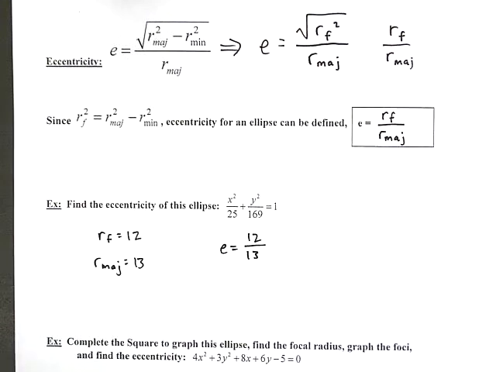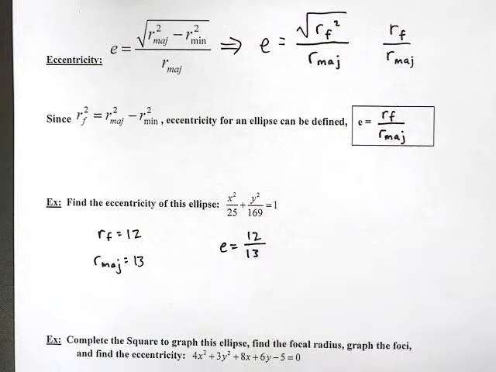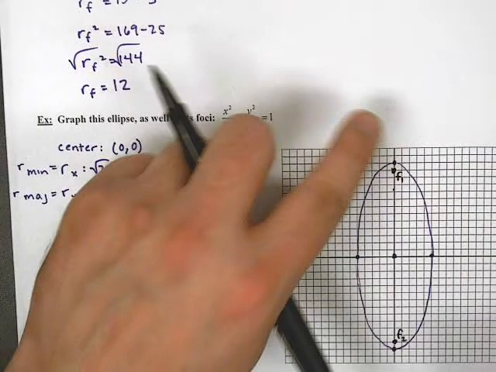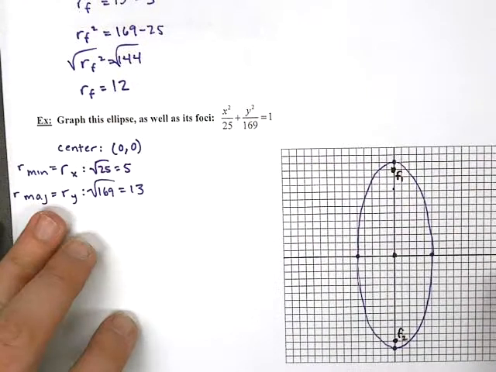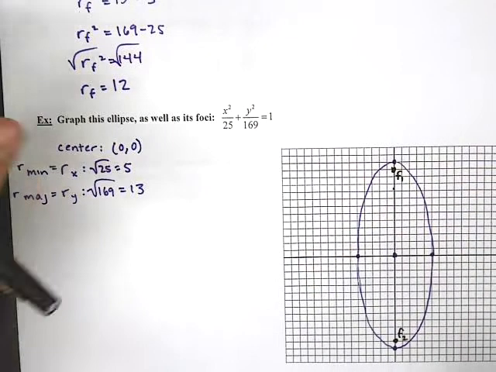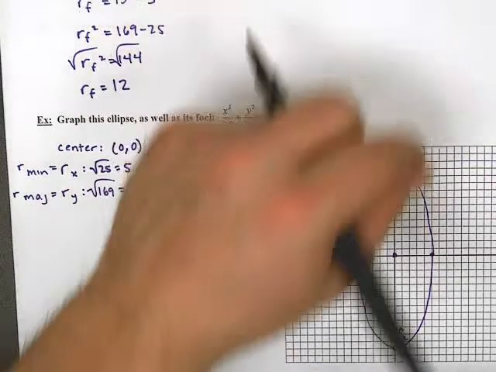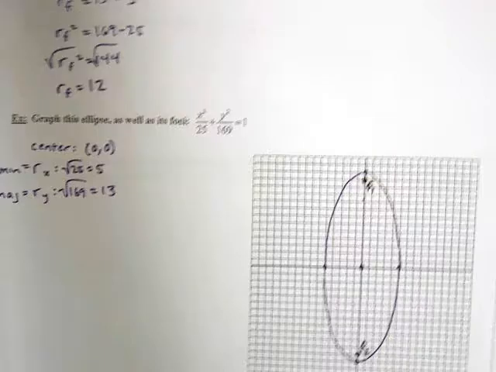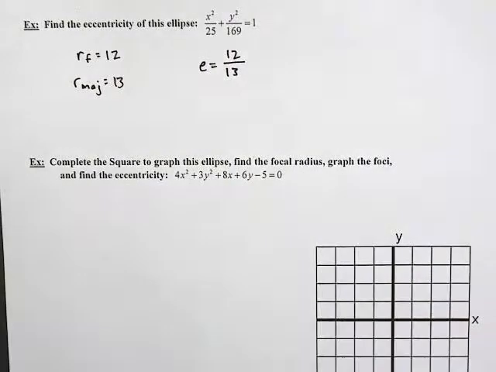Now, another thing that eccentricity does, I know we already talked a little bit about it yesterday: a circle has an eccentricity of 0, a parabola has an eccentricity of 1. We can tell because of this 12 over 13 that it's going to be a skinnier, thinner ellipse. The closer it is to a circle, the closer the eccentricity is to 0. The closer the eccentricity is to 1, the skinnier and taller, or wider, depending on what the major axis is.